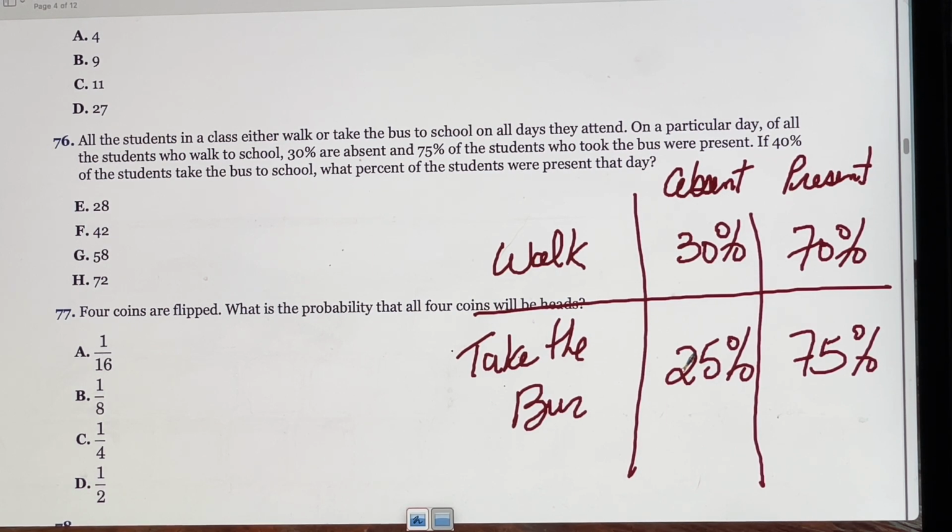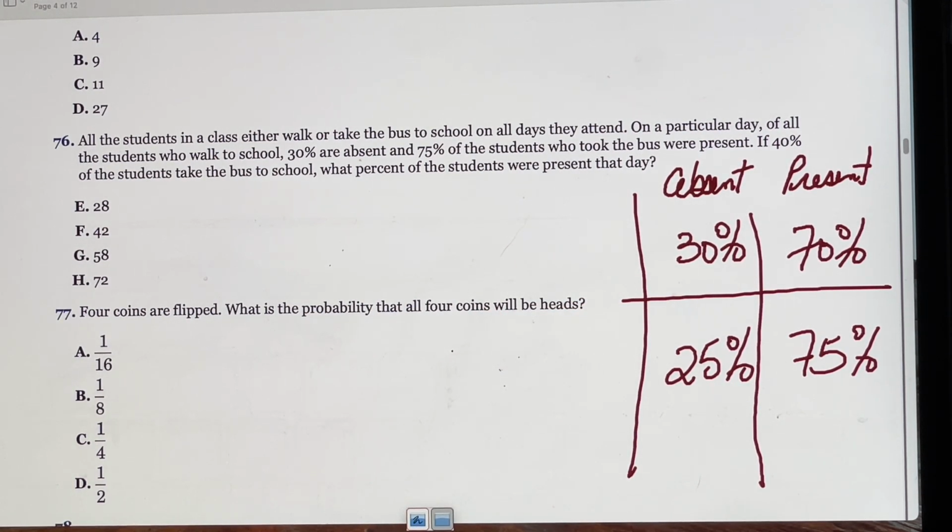I forgot how I did this. I'm going to come back to this. I'm going to work on it because I don't remember. Hang on a second. Wait a second. This is still walk.